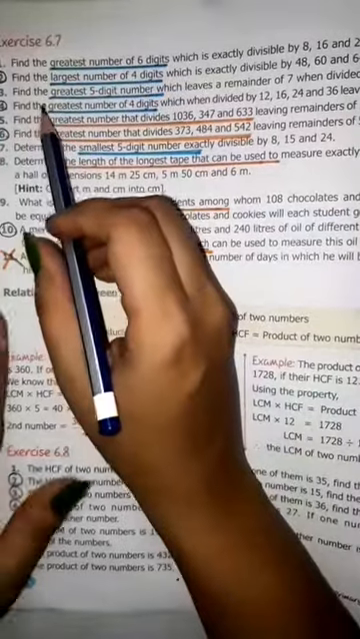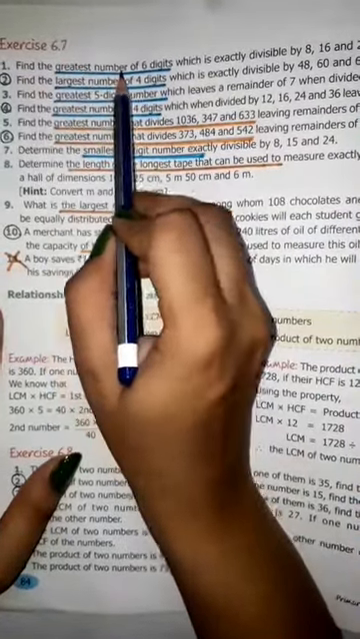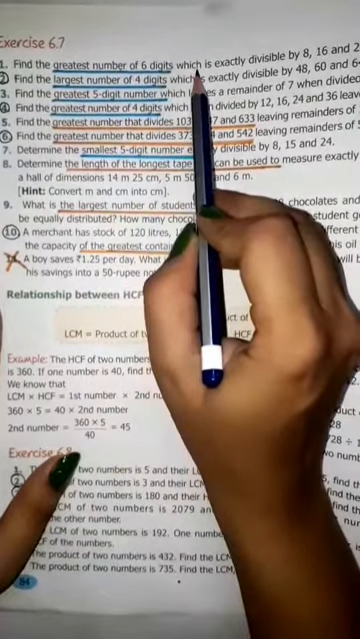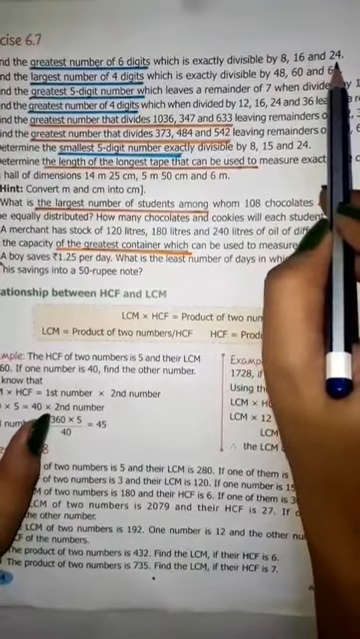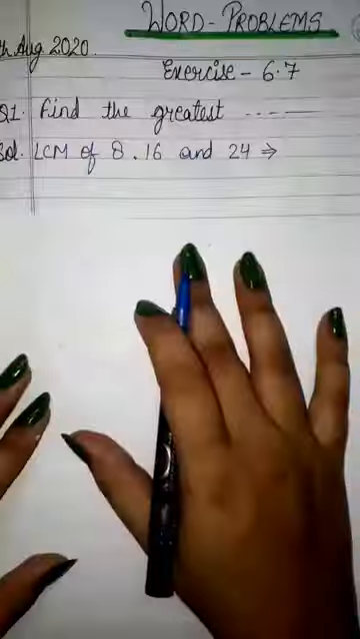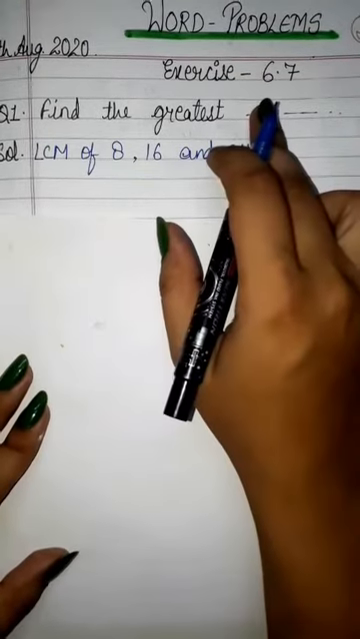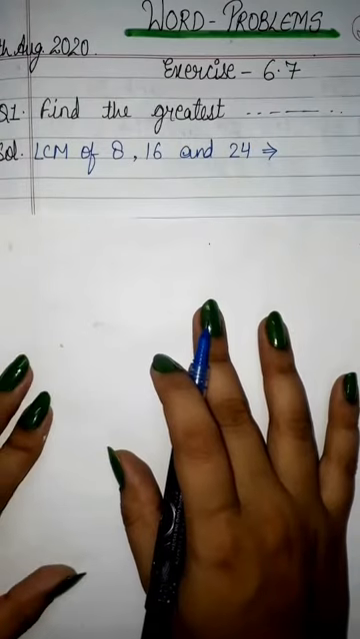See question number 1 of exercise 6.7. Find the greatest number of 6 digits which is exactly divisible by 8, 16 and 24. You have to find that greatest number. So, before you start the work, mention exercise number and date. So, the first question, now see the solution of it.